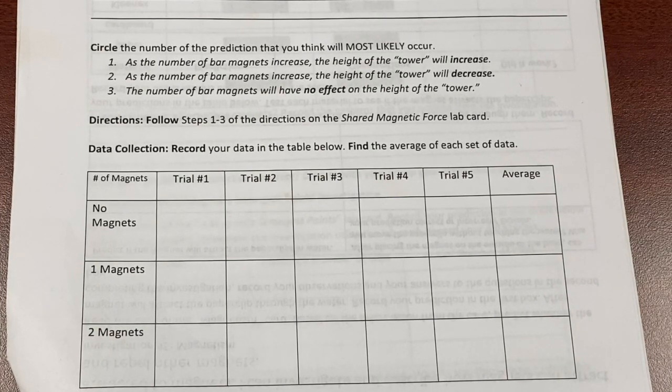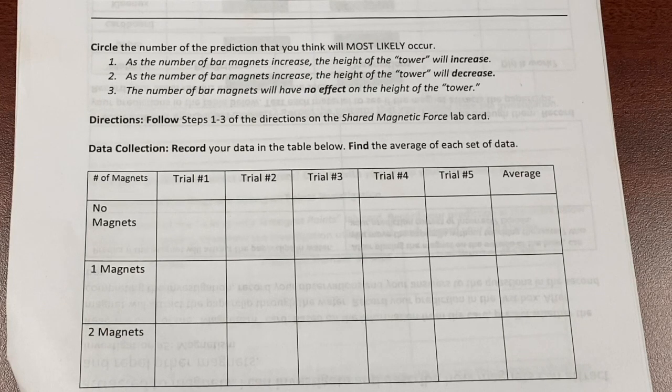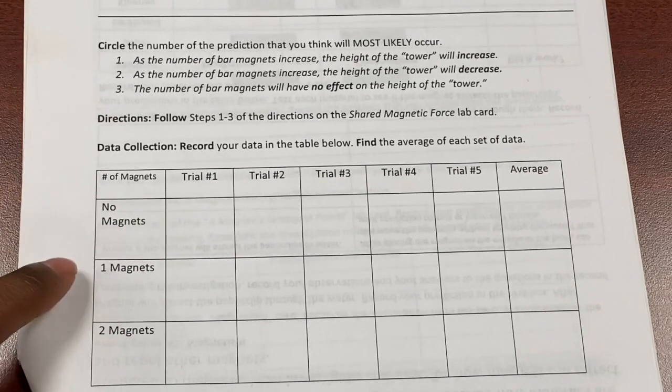Number 2 says, as the number of bar magnets increases, the height of the tower will decrease. So number 2 is saying the more magnets that are stacked together, the height of the tower will be lower. Number 3 says the number of bar magnets will have no effect on the height of the tower. That means that no matter how many magnets are there, the tower will be the same height. Which one do you think will happen? Circle your choice.